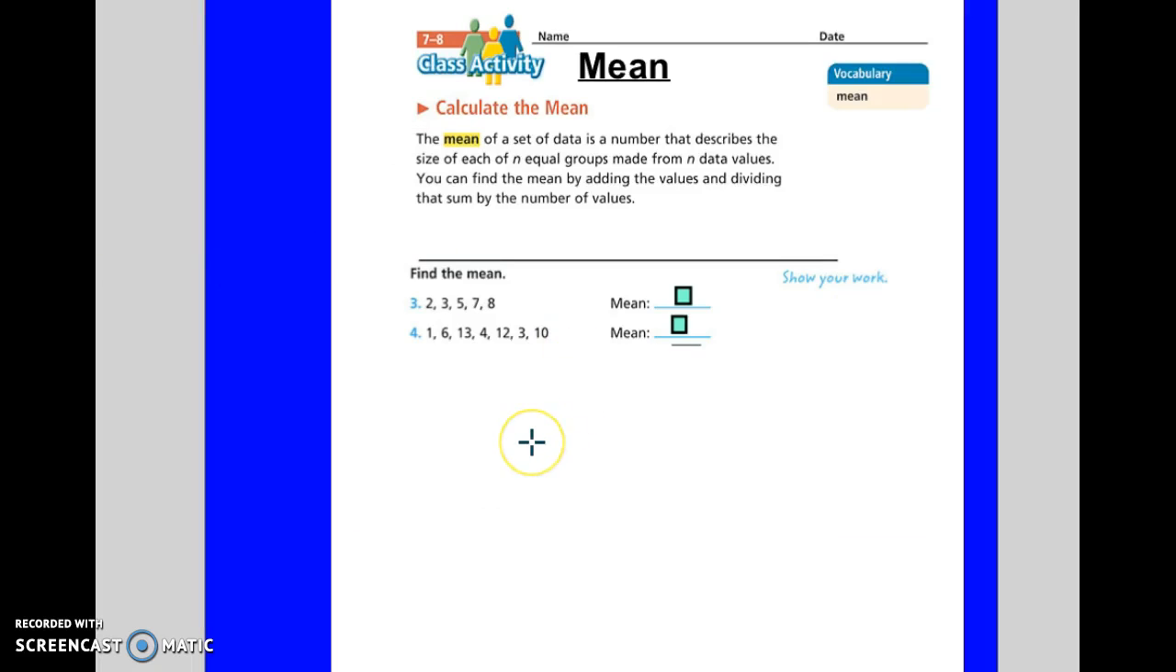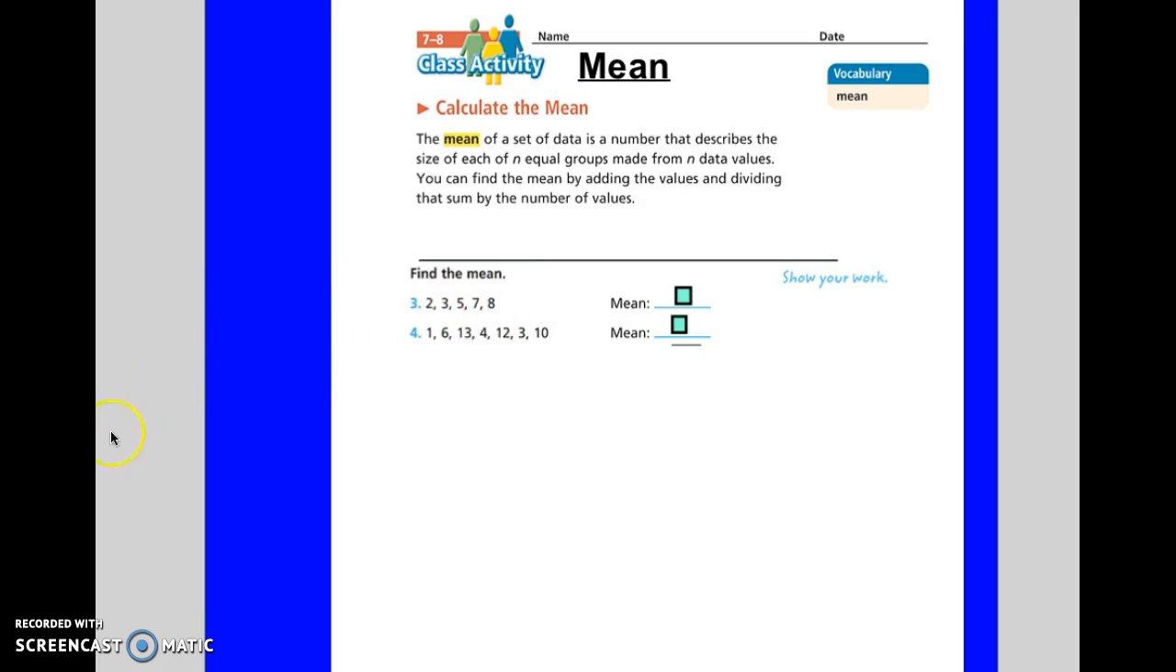The mean in a set of data describes the size of each of n equal groups made from n data values. That's really complicated, but really here's what you have to do. You can find the mean by adding the values and dividing the sum by the number of values. So mean we also refer to as the average. It is the average of all of the numbers put together.